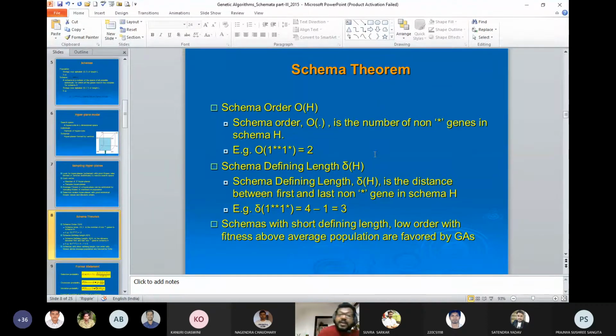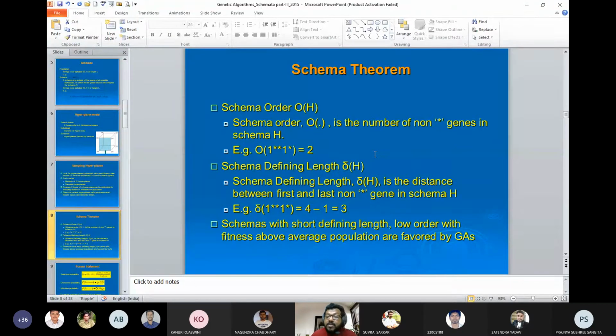So why are these things used? Suppose you are working with 2 or 3 schemata. Which schema will you select? That is the finding, or the recommendation, of the schemata theorem. Whether you will allow more stars in a string or fewer stars in a string, and how the delta will be related to that.